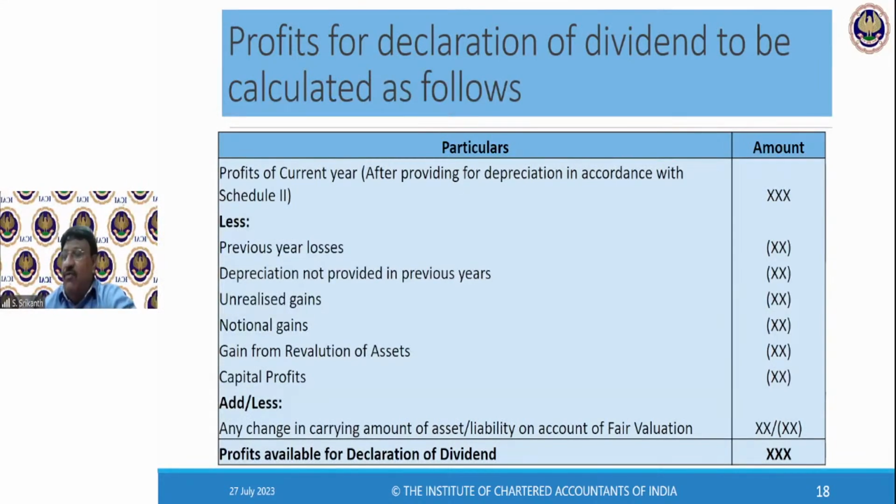So finally, what is left over is pure profit, which is from the generation of your business, which is available with you in money terms. Please give it to your shareholders as dividend.